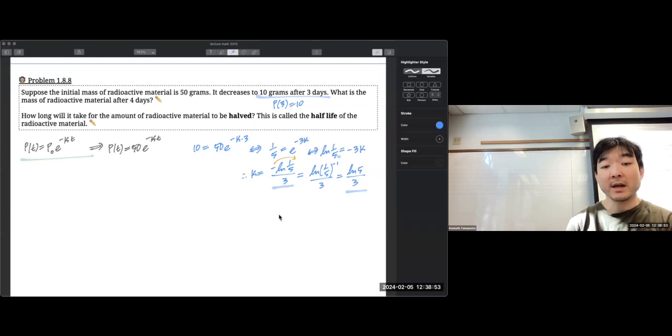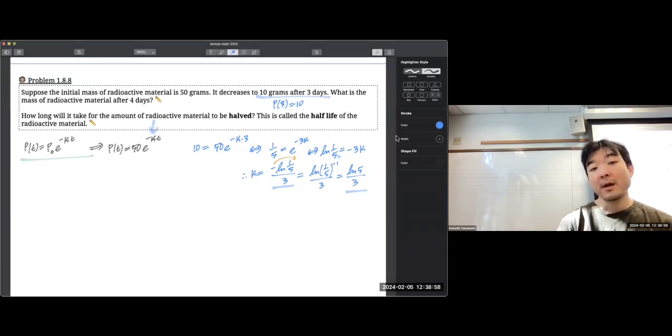And you're just going to plug that into this k here. And what do we want? We want to know what's the mass of the radioactive material after 4 days. So that's going to be the equivalent of finding P of 4. So your P of 4 is going to equal your 50 times e to the negative k. So this right here is going to be your k.